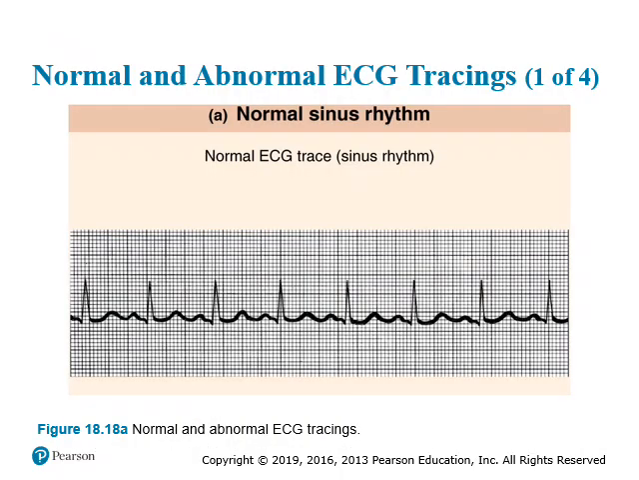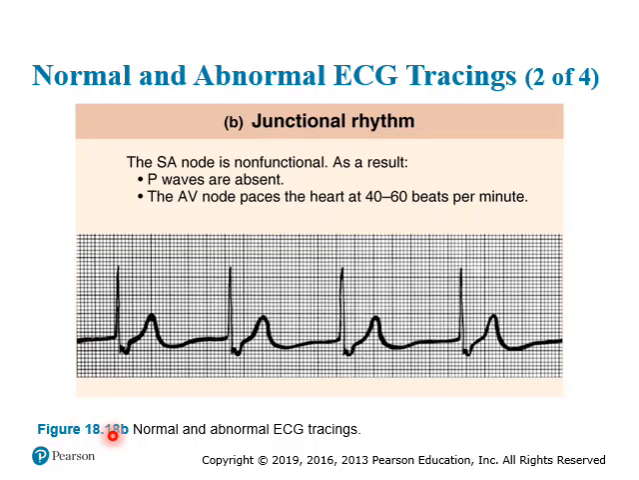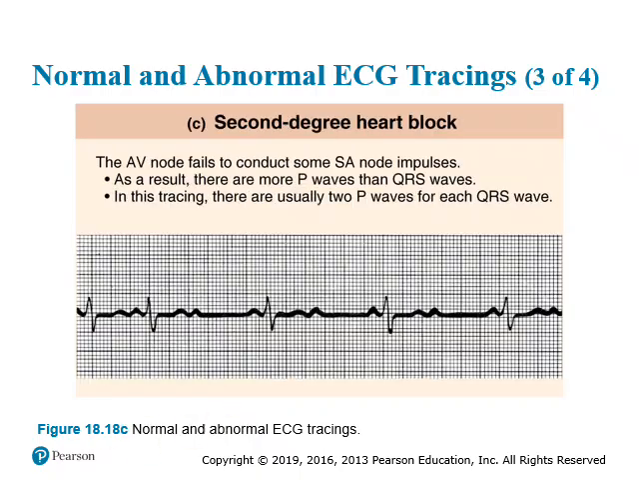So this is your normal EKG pattern. Anytime that you have something that does not look like this, then something is wrong. This is an abnormal EKG, something that we call junctional rhythm. The SA node is non-functional here. You cannot see any P wave; you see only the QRS and T waves. The AV node paces the heart at about 40 to 60 beats per minute because there's nothing that's going to make it beat a little bit faster.